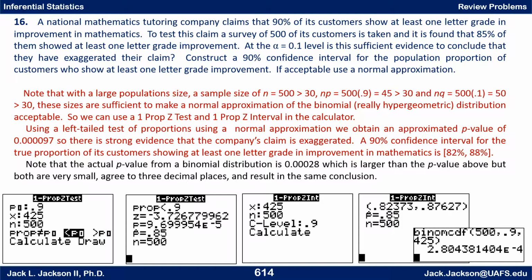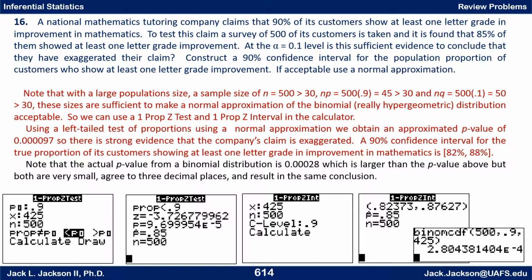Note that with a large population size, the sample size n of 500 is greater than 30, np is greater than 30, nq is greater than 30. These sizes are sufficient to make a normal approximation of the binomial, which is really an approximation of a hypergeometric distribution, acceptable. We can use the 1 proportion z test and 1 proportion z interval in the calculator, and they'll be okay. We could, of course, also use our report 1 program for the probability, and it'll do the 1 proportion z test anyway.